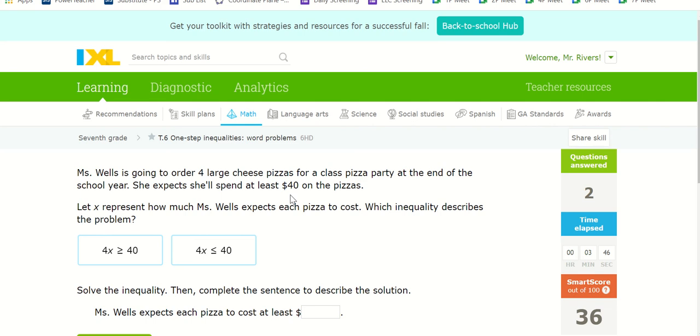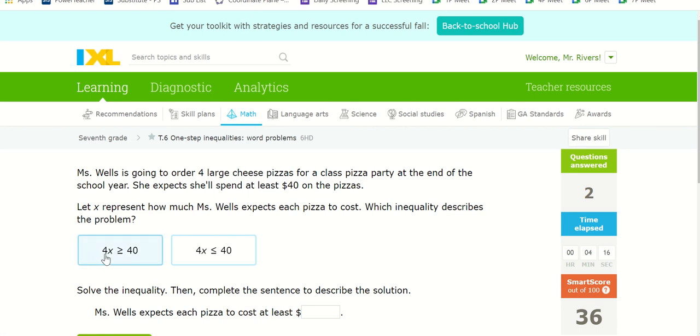So if I have at least $40 in my pocket, I always think about that. If I have at least $40 in my pocket, I could have $40, I could have 41, I could have 50, I could have 100, whatever, but it's 40 and up. Okay, so she's going to order 4 large cheese pizzas for a class party. She's going to spend at least $40 on the pizzas. Let X represent how much Ms. Wells expects each pizza to cost. Which inequality describes the problem?